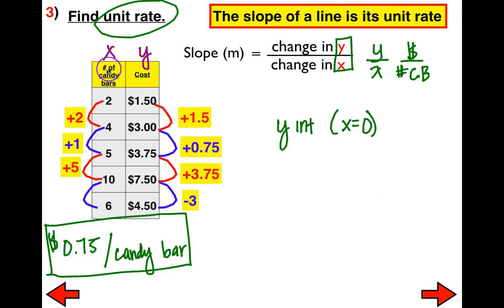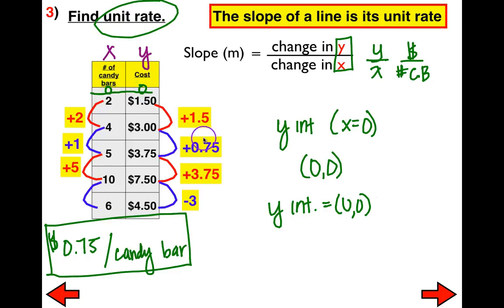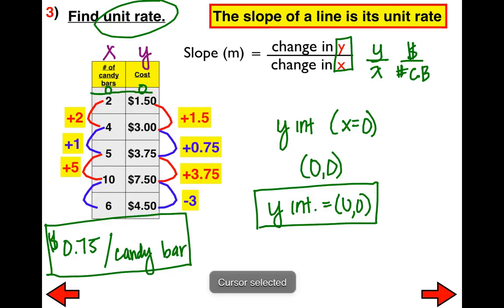So in this case, if x here stands for candy bars, if we had 0 candy bars, how much would it cost? Hopefully you said 0. So here my y-intercept would actually be (0, 0), because we would expect if we bought 0 candy bars, it would cost us $0. And that's how we would get our y-intercept here. Okay, so hopefully you were able to get the unit rate correctly. So now on that note, we're just going to move on to the next thing.